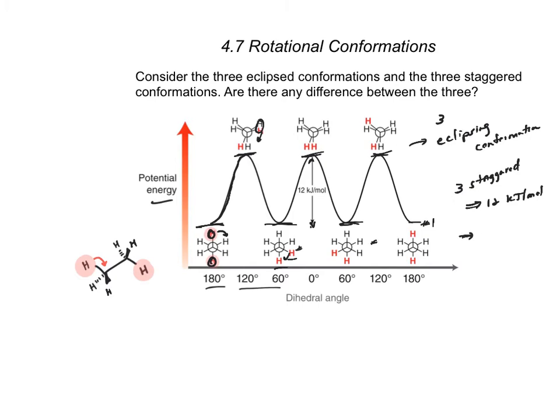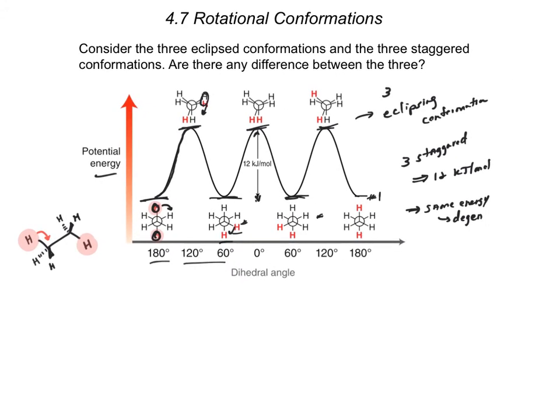Anything that has the same energy is what we call degenerate. So this is the same energy, and we call this a degenerate conformation. Same thing for the eclipsing conformations up here. All of these have the same energy, so they are also all degenerate. They're all equal in energy, okay? There's no difference between one eclipsing conformation versus another. There's no difference between one staggered conformation versus another, okay? Again, the difference in energy here is about 12 kilojoules per mole.